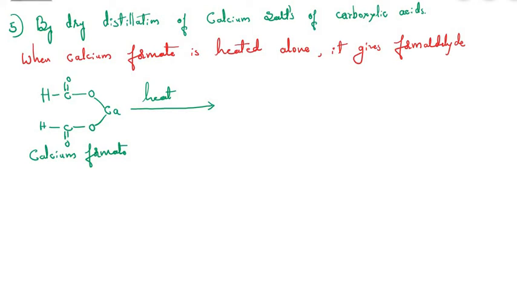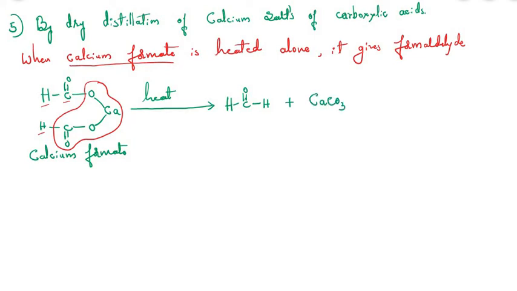Now students, in this example, when calcium formate is heated alone, it gives formaldehyde. Now let us see how it is going to undergo decomposition, right? So that is dry distillation. So this part is going to be lost in the form of calcium carbonate, right? So the remaining part is H, C double bond O and H. So I can write it here as H, then C double bond O and H. So this compound is formaldehyde, and the remaining part is nothing but calcium carbonate, CaCO3.